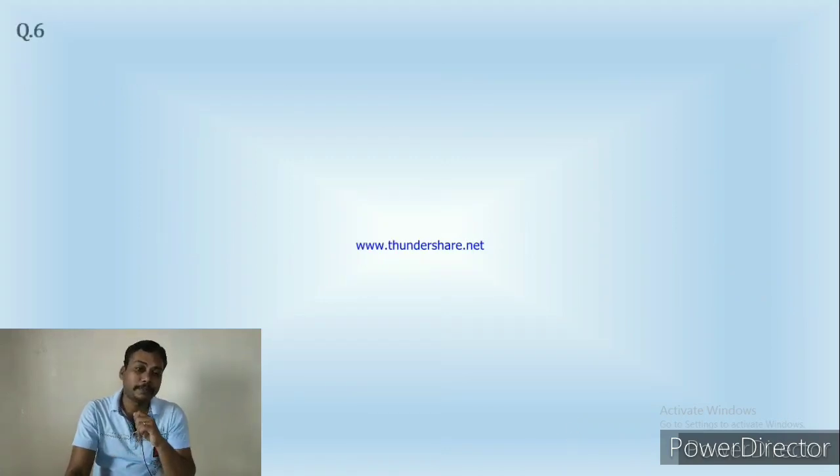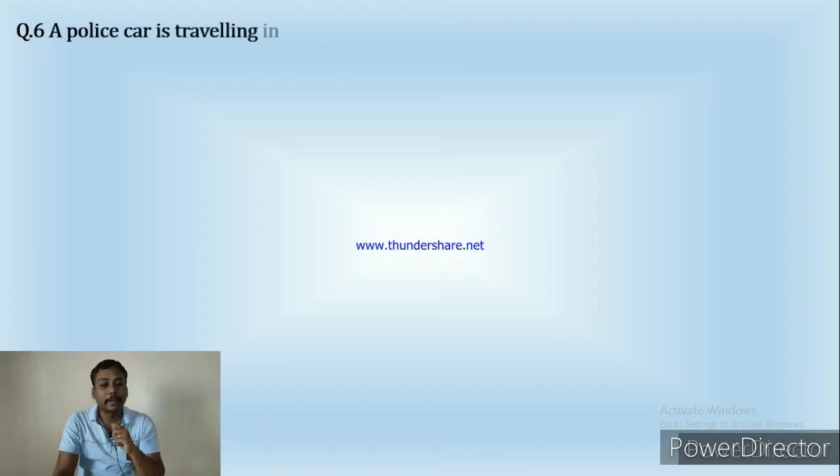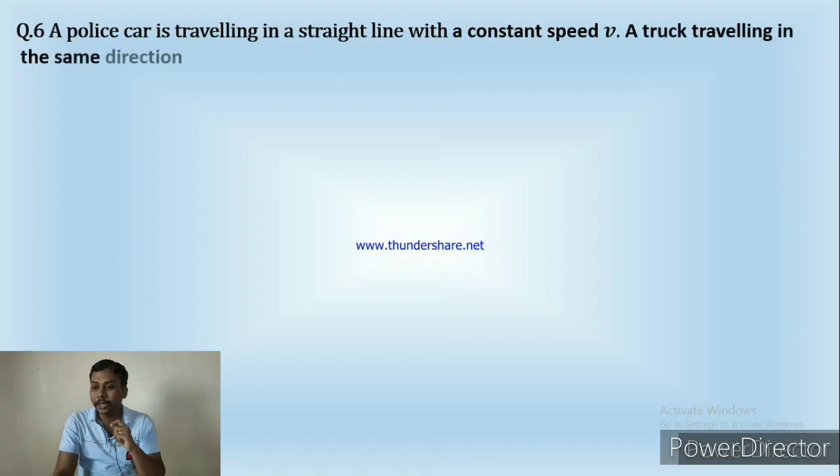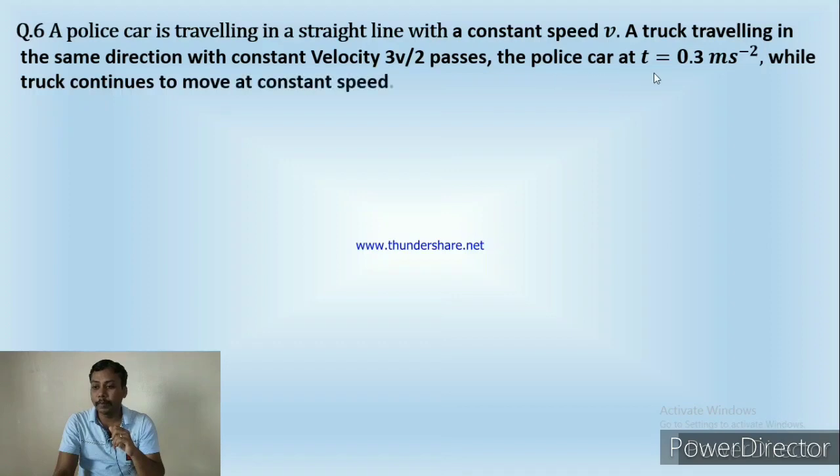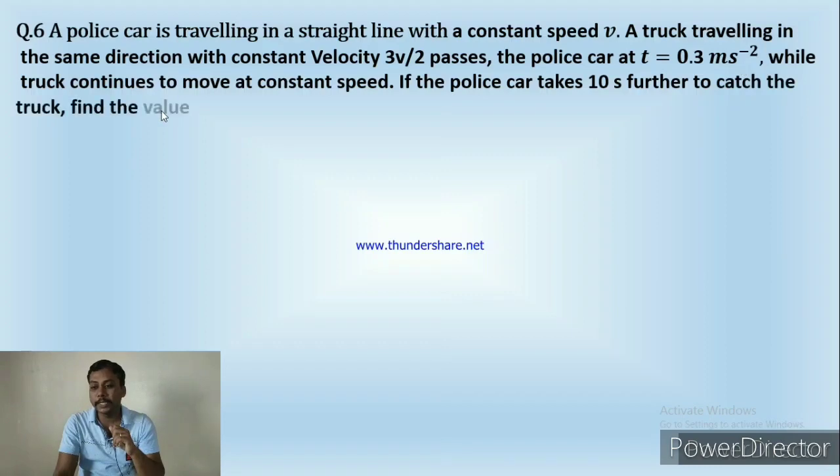Question number 6. A police car is traveling in a straight line with a constant speed v. A truck traveling in the same direction with constant velocity 3v by 2 passes the police car at t is equal to 0.3 meter per second square, while truck continues to move at a constant speed. If the police car takes 10 seconds further to catch the truck, find the value of v.